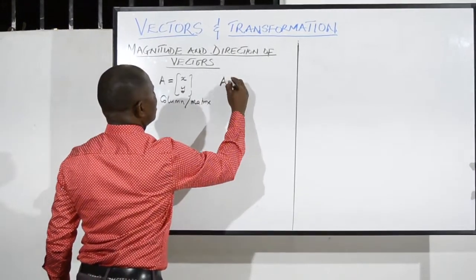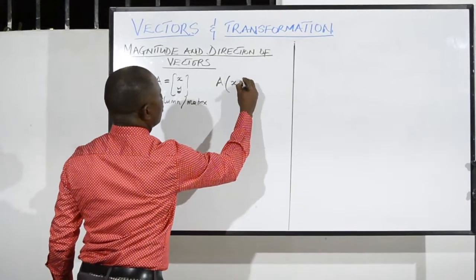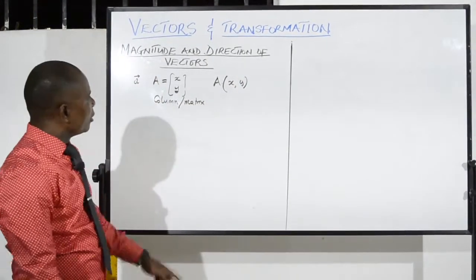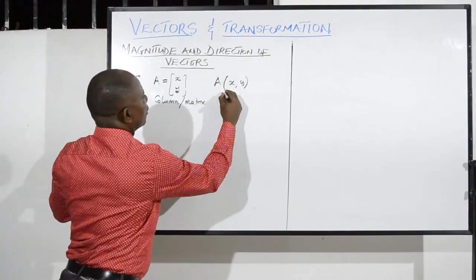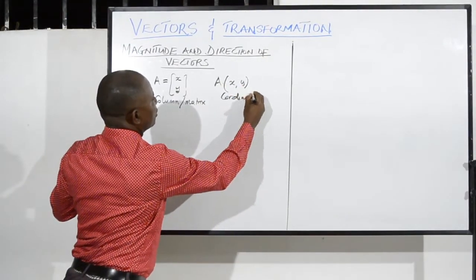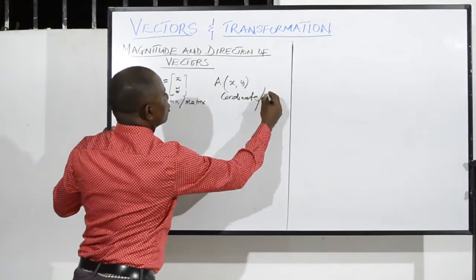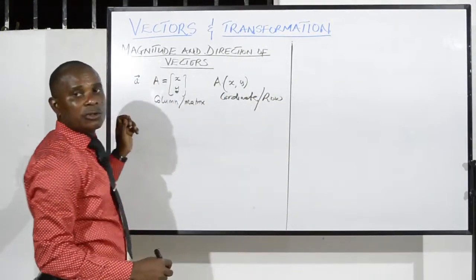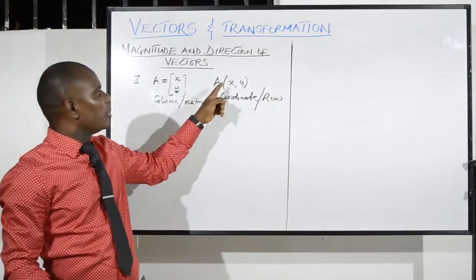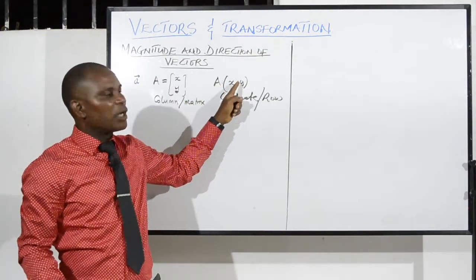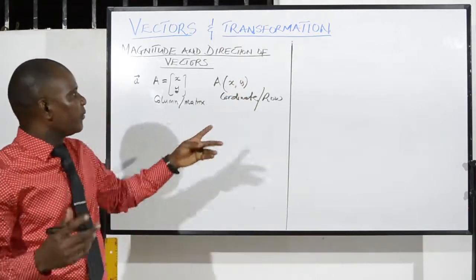I can also represent that vector in another form, maybe x, y. So it could be the x component and the y component following in that order. Now we have the coordinate form of the vector, also called the row form of the vector. You can represent them in this form because the vector can be acting in the x plane and also acting in the y plane. So the two components form the vector.